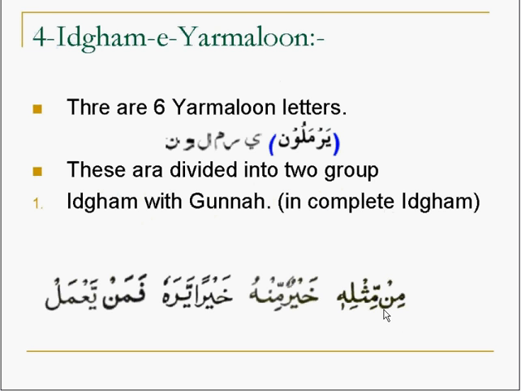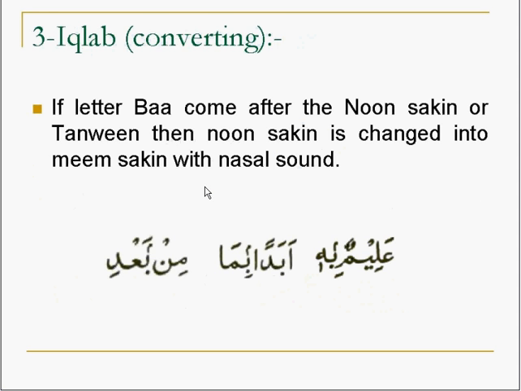I'm going to read the definition and the examples. Whenever any of the Yarmaloon letters except Ra and Lam come after the noon sakin or tanween, we do ghunna, like "mim mithlihi". Here is a meem after the noon sakin. Similarly, here is a meem, so we'll read "khayrum minhu", "khayran yarahu". Here is a ya after the tanween, and we do ghunna here. Again there is a ya, and we read it with ghunna, "faman ya'mal". So when Ra and Lam come, we don't need to do ghunna.